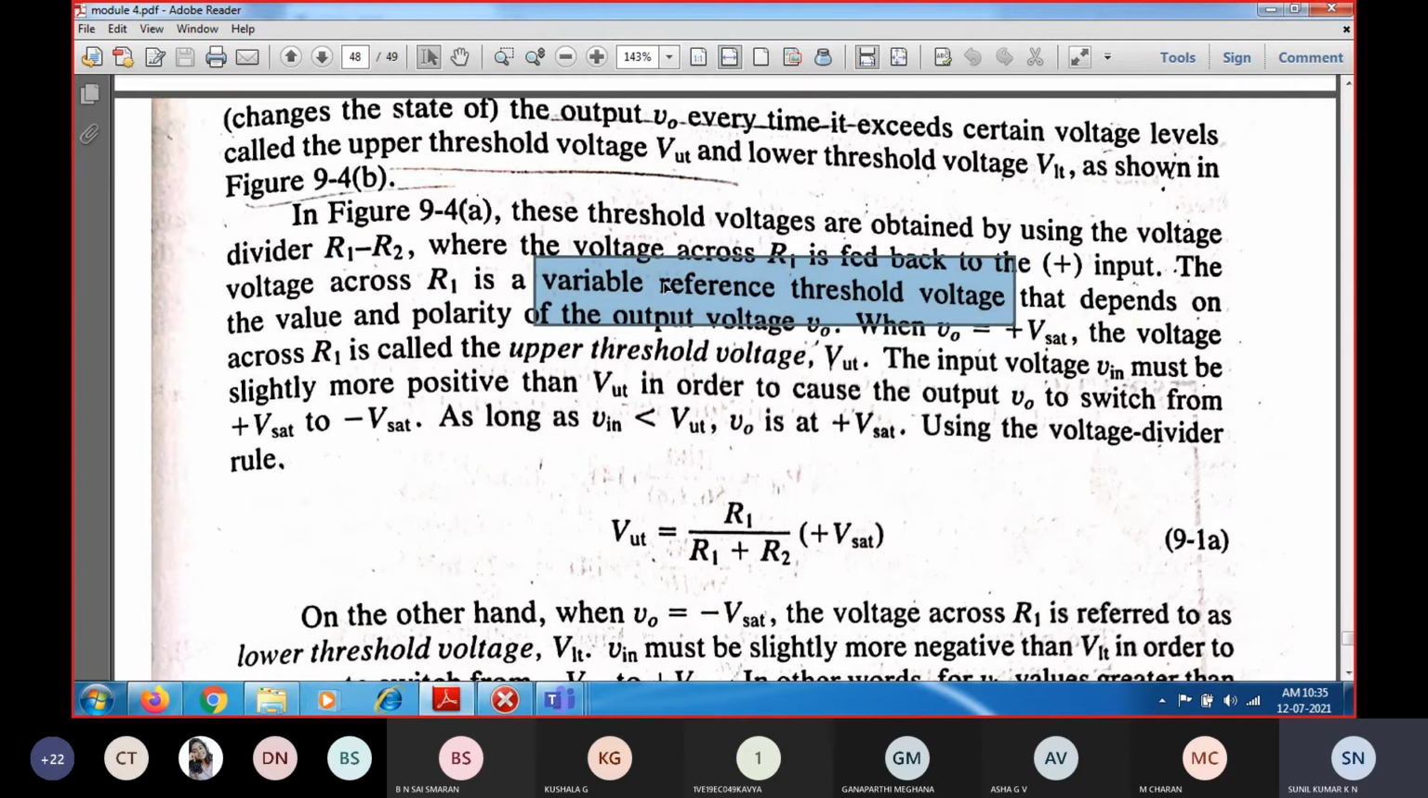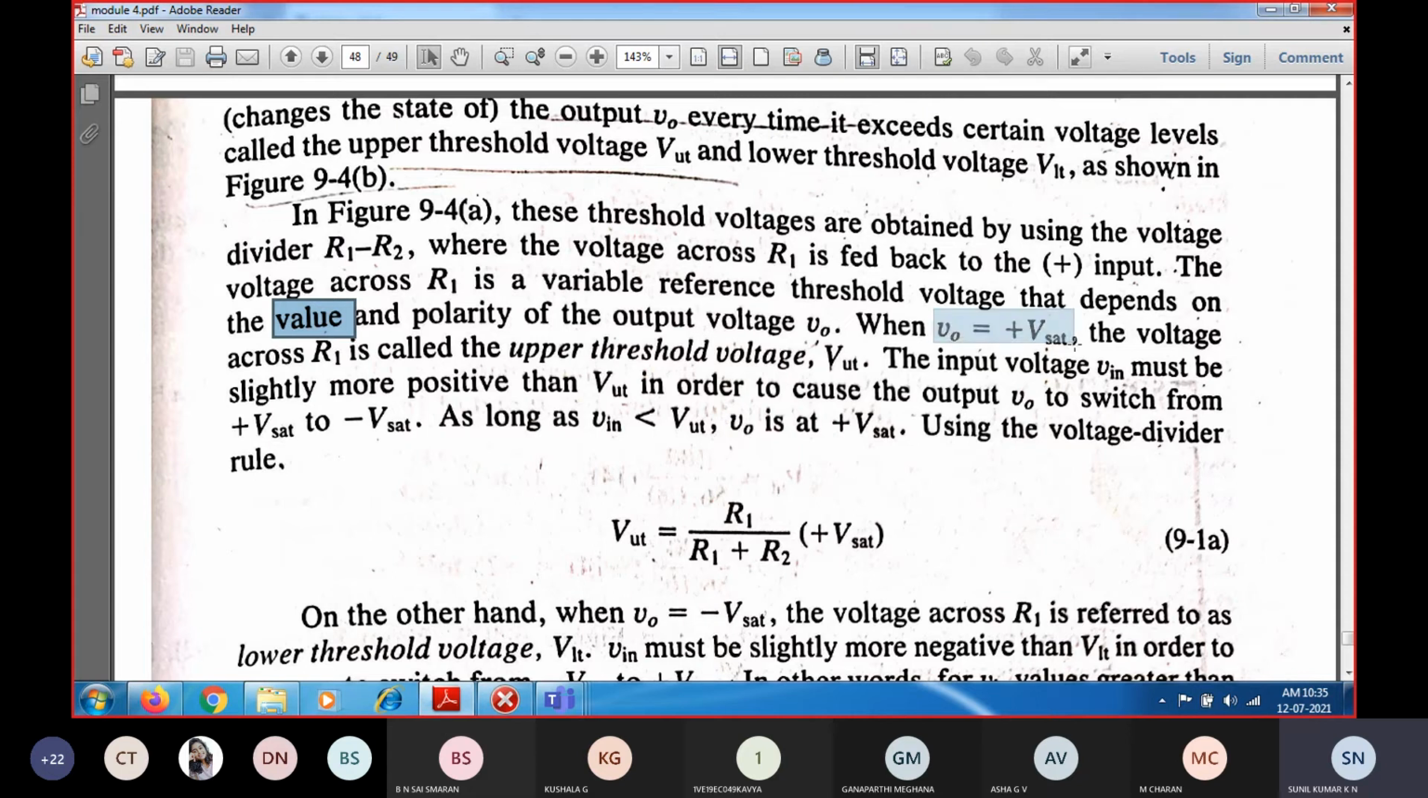Because sometimes the voltage will be positive and at some time it will be negative. So that is what a variable reference threshold voltage is, and it depends upon the value and the polarity of the output voltage. Value is nothing but whether it is a positive value or negative value. So that is what it is going to depend upon, the output voltage.